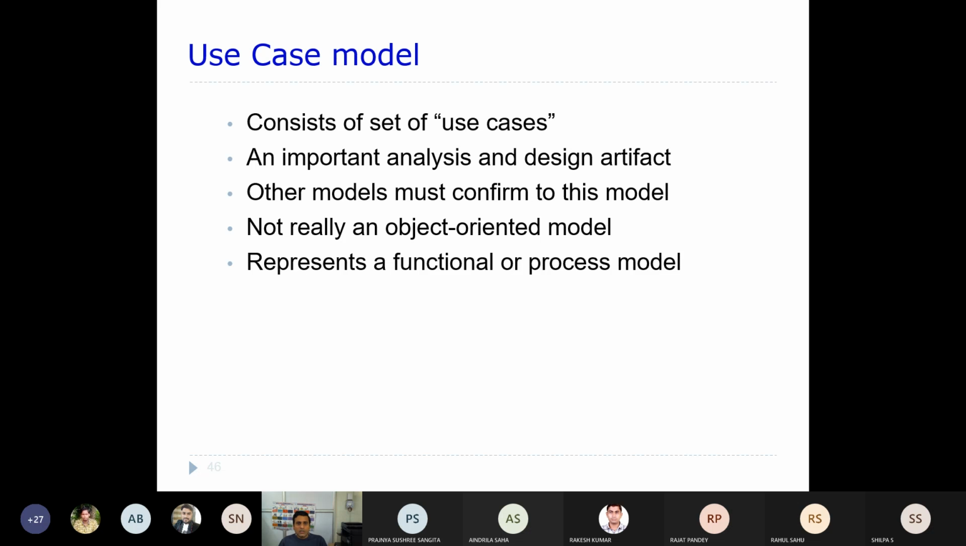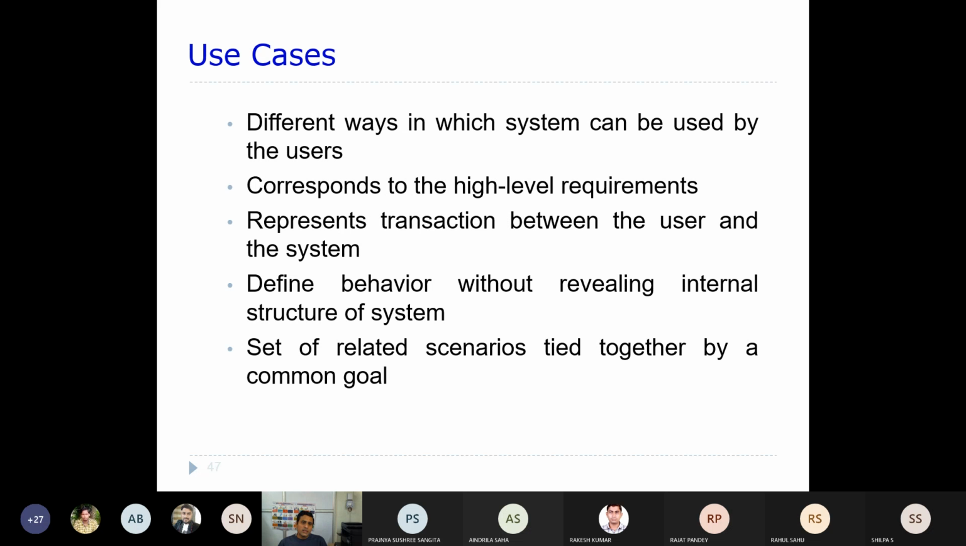These are the different ways in which the system can be used, all high level requirements. It all represents the transaction between the user and the system, that is, how the user and the system interact. You carry out one transaction, and you can think of it like this: withdrawing money is one interaction, where a user is interacting with the system.